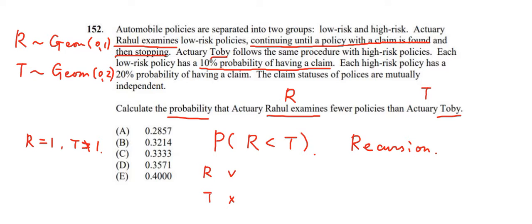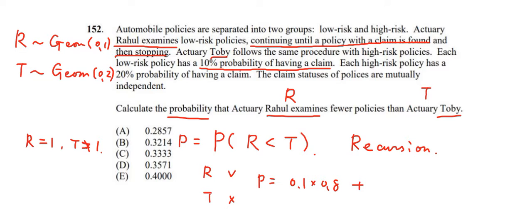The probability that R equals 1 is 0.1. So we put this probability as P. So P, in this case, equals 0.1 multiplied by the probability that T is not equal 1. T not equal 1 is 0.2... so not equal 1 is 0.8, right? Okay.